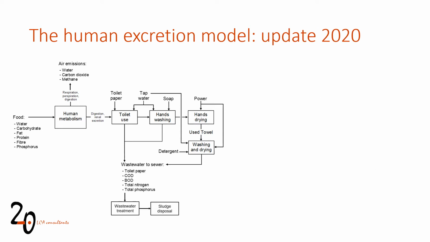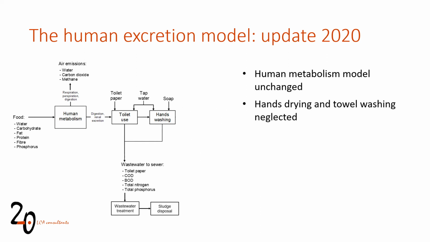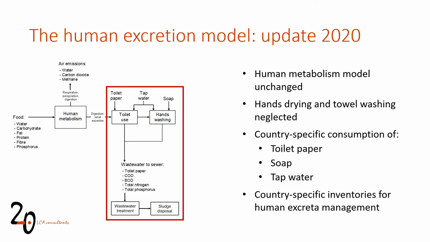Now in 2020 we are updating it as follows. The human metabolism part of the model is not changed because we think it's good as it is, but we are neglecting those parts related to drying hands and towel washing. We are instead focusing on the activities in the toilet related to inputs of toilet paper, soap and tap water, and also the human excreta management. We are making these activities more country specific.